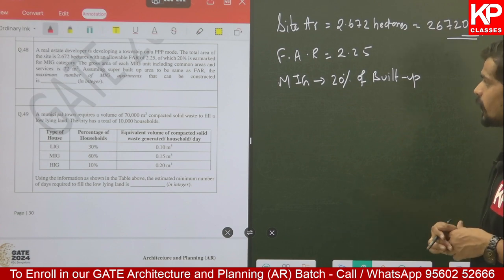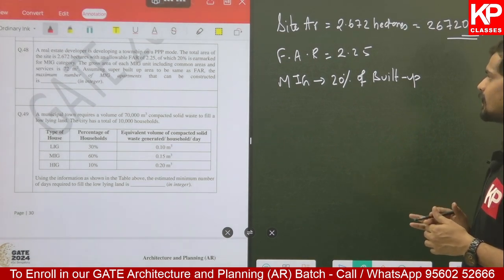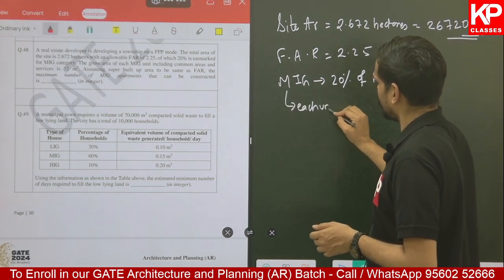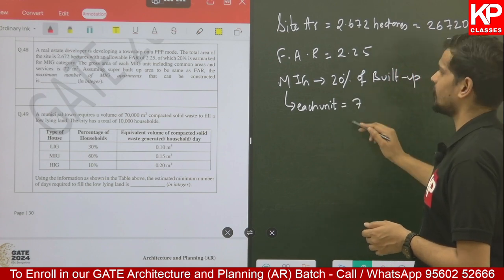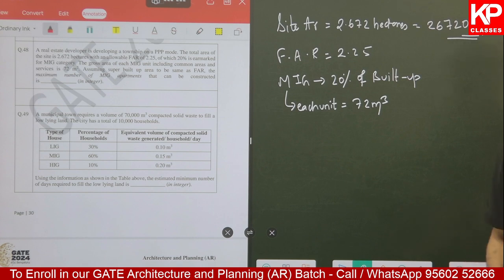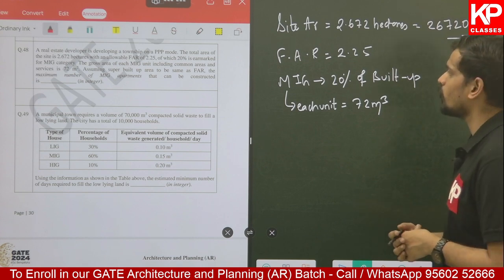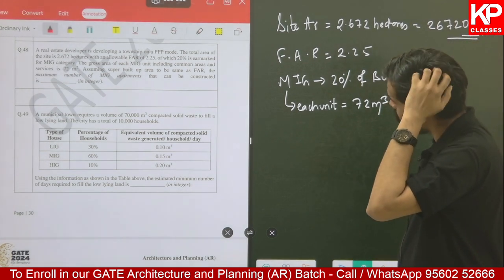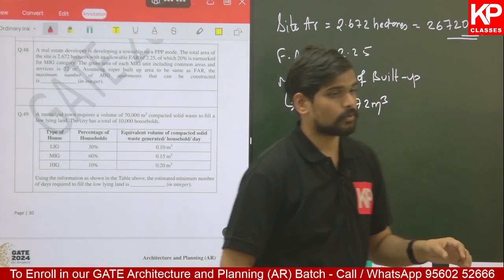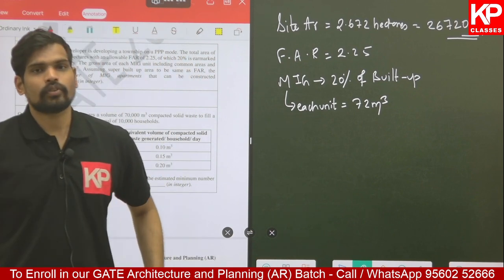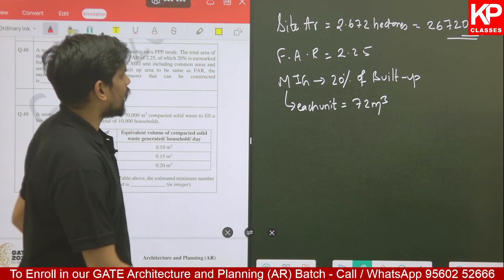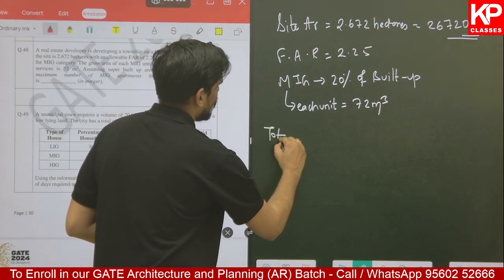The gross area of each MIG unit, including the common areas and the service areas, is 72. So each MIG unit, they're saying, has an area of 72 square meter. Assuming super built up area to be same as FAR, the maximum number of MIG apartments that can be constructed is dash. What is the maximum number? So firstly, we'll need to see what is the total built up area of the MIG units.